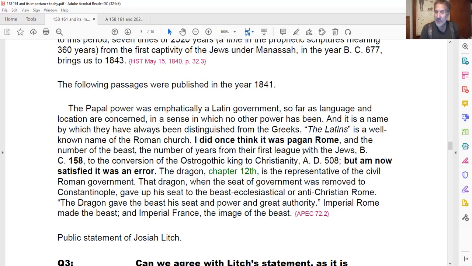Now, this was a public statement of Josiah Litch. And so he's going to put France as the image of the beast, not the United States. Exactly. So among these pioneers, Himes, Litch, Miller, there was a little disagreement over what the representation was to be. But they continued studying.